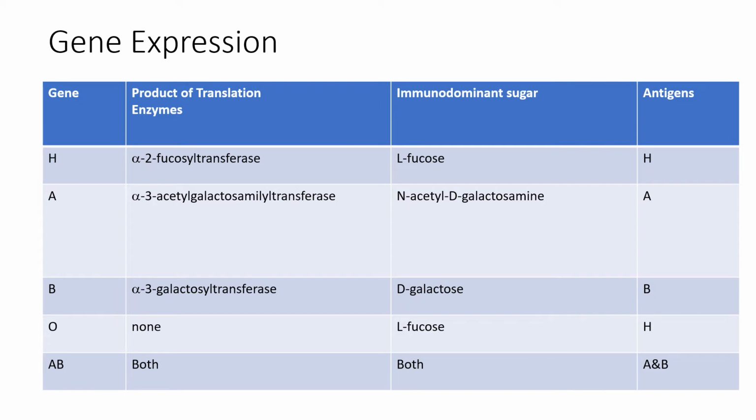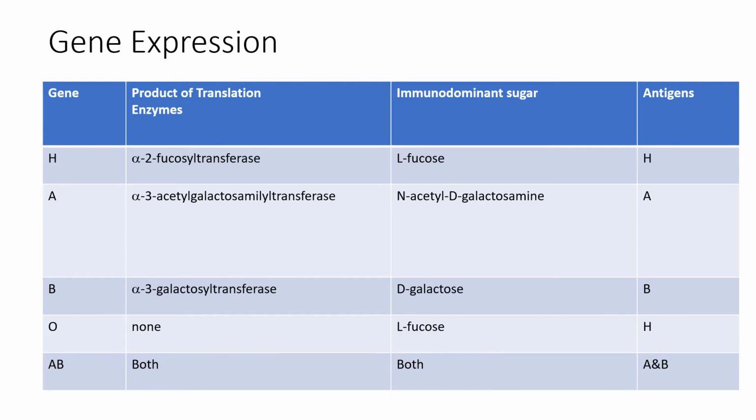This is a good chart to memorize. It has the gene product, the immunodominant sugar, and the antigens. So if we start with H, the product of translation is an enzyme, alpha-2 fucosyltransferase. The immunodominant sugar is L-fucose, and it's the H antigen.